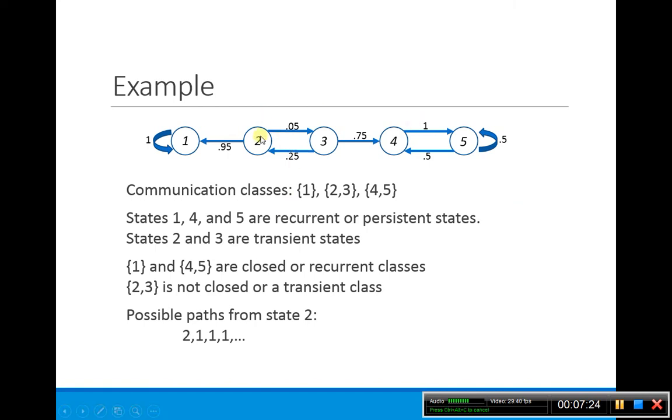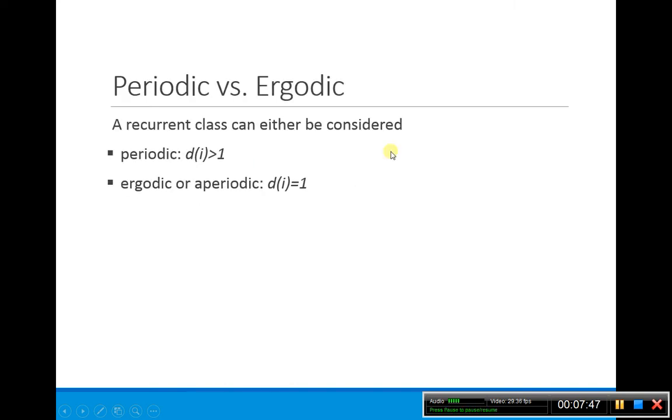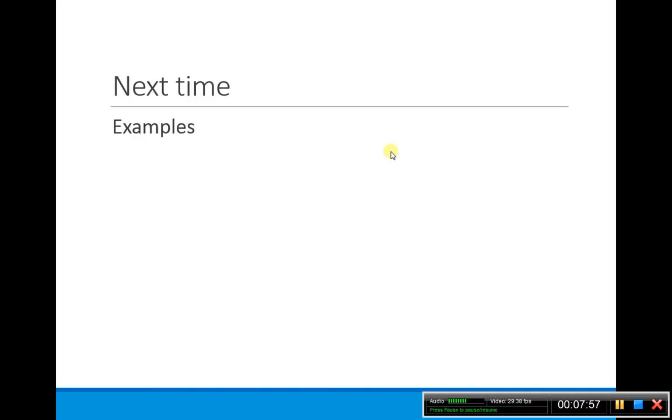Possible paths from state 2: I could go 2, 1, 1, 1. Or I could go from 2 to 3 to 2 to 1, 1. Or I could go 2, 3, 4, 5, 4, 5, 4, 5, so I get stuck in there. A recurrent class can be considered either periodic or aperiodic, depending upon the period of the states within the class. Next time we're actually going to give some examples.